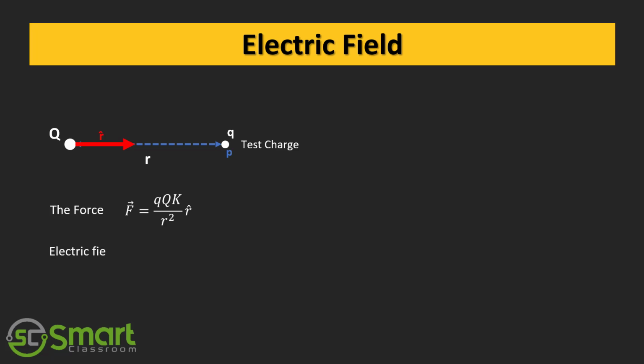Now I introduce the idea of electric field, for which we write the symbol capital E. Electric field EP equals force divided by test charge small q. Substitute the value of the force, small q capital Q into Coulomb constant divided by r square into unit vector r. The small q will cancel out. Then finally we will get the electric field at the point P equals capital Q into Coulomb constant divided by r square into unit vector r. The SI unit of electric field is Newton per Coulomb.